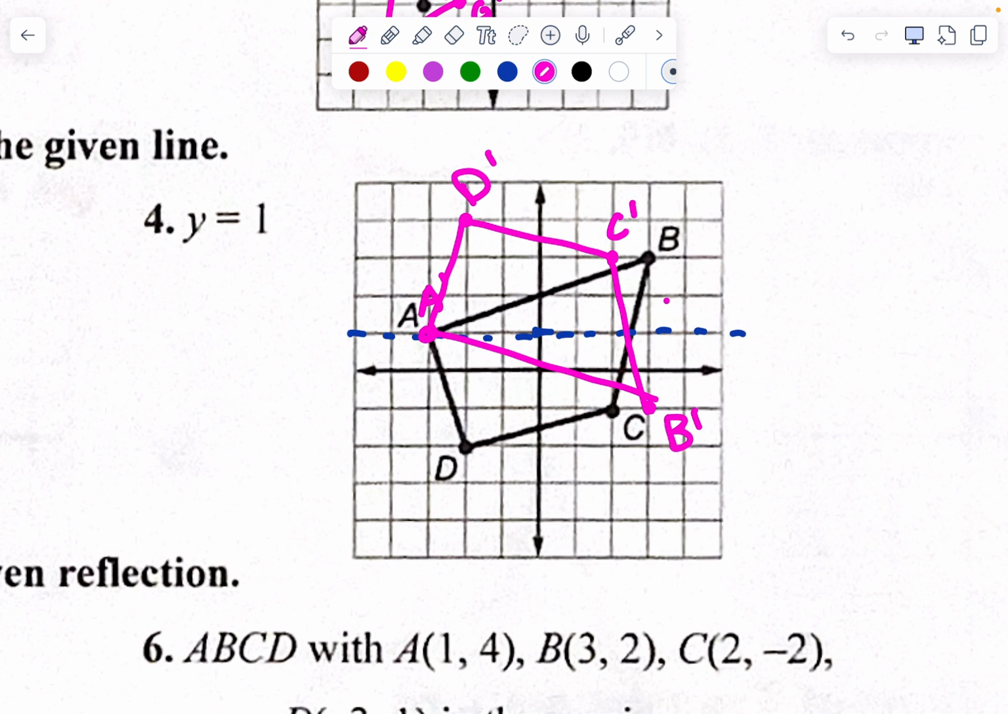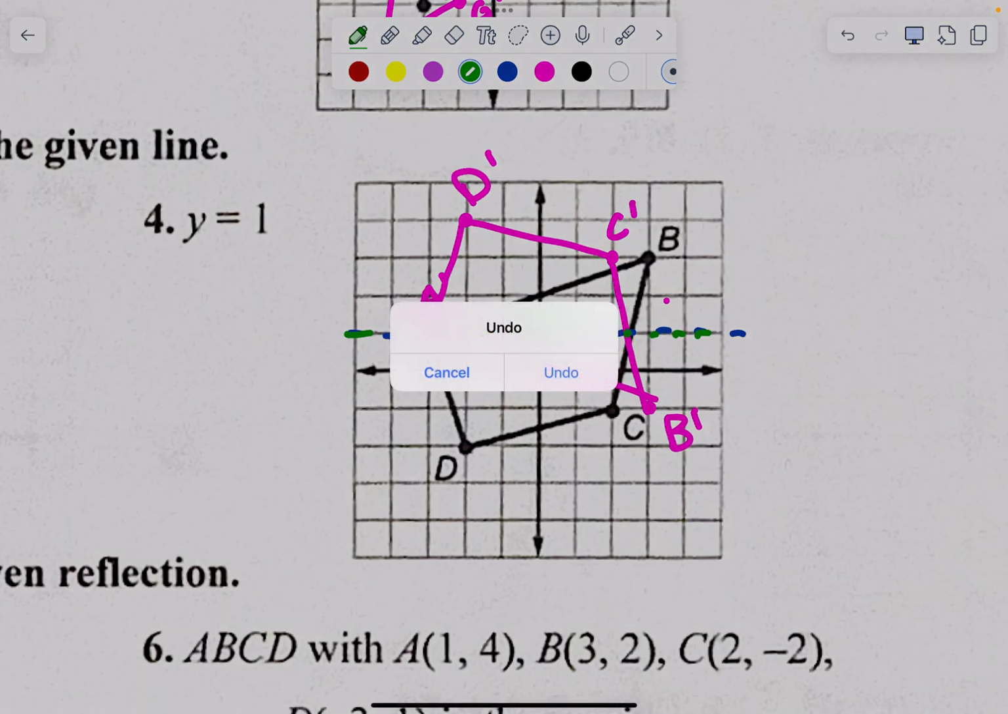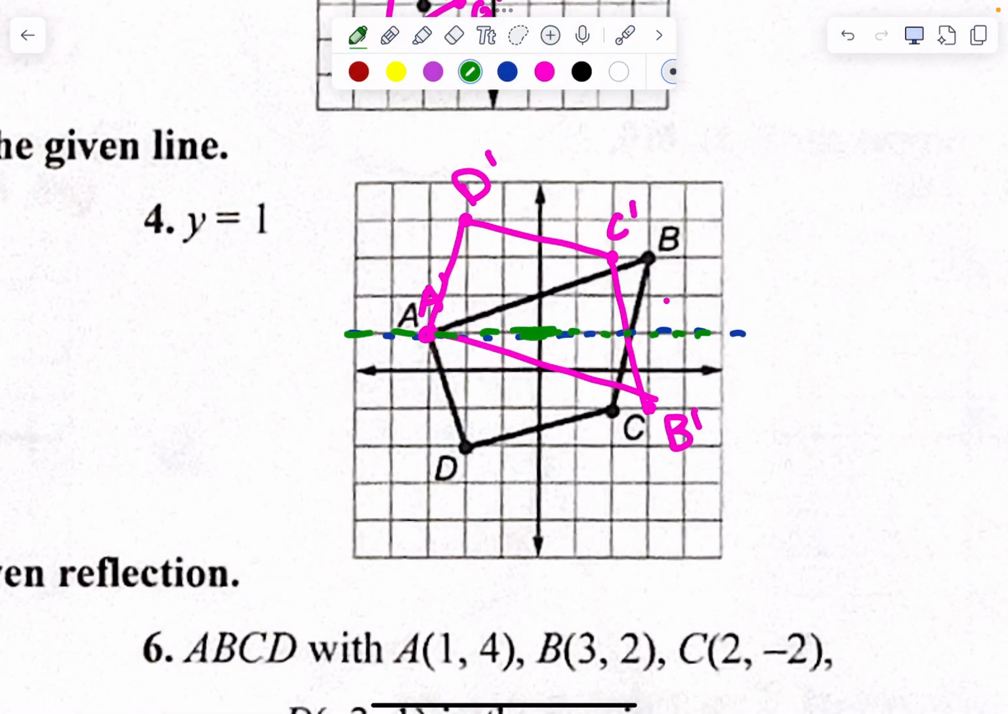So y equals 1 is I go to 1 on the y-axis, right? Which is here, like this little green guy. And that means he's got to go all the way across here. Then I just look at each dot in relationship to that line. A is on that line, so he's going to stay on that line. B in relationship to this line is 2 above, so he's going to be 2 below.